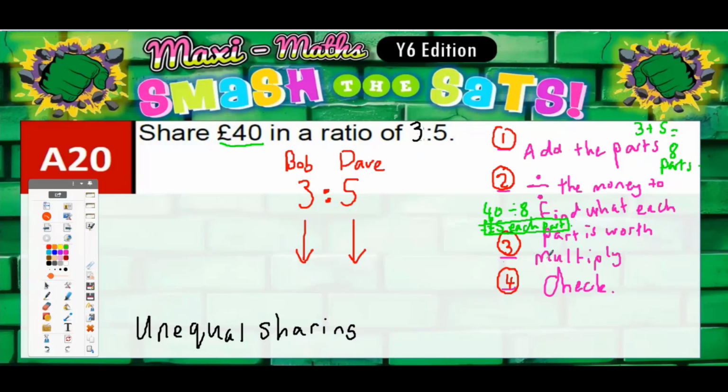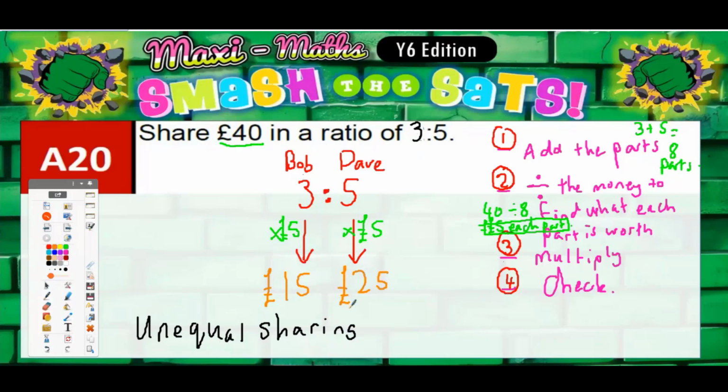Because step 3 is now we multiply by that £5 for each part. So Bob's got 3 parts, and each part's worth £5. So he's got 3 lots of £5. And Dave's got 5 parts, but each part's £5. So he's got 5 lots of £5, and then we just work that out. So 3 lots of 5 for Bob is £15, and 5 lots of £5 for Dave is £25.